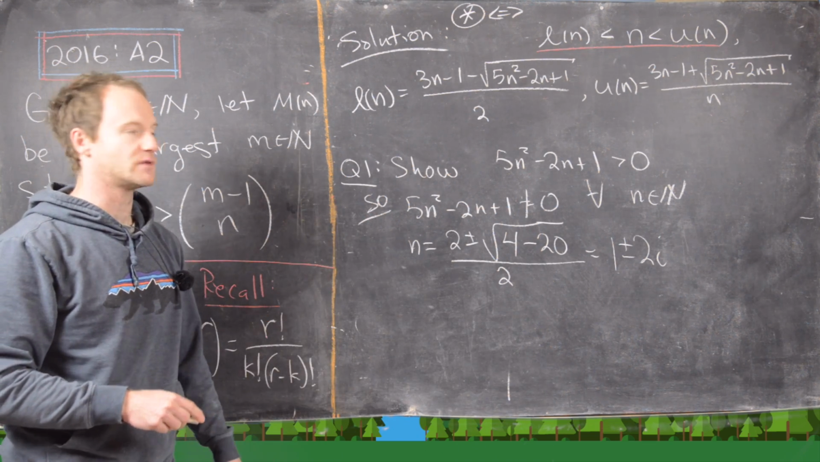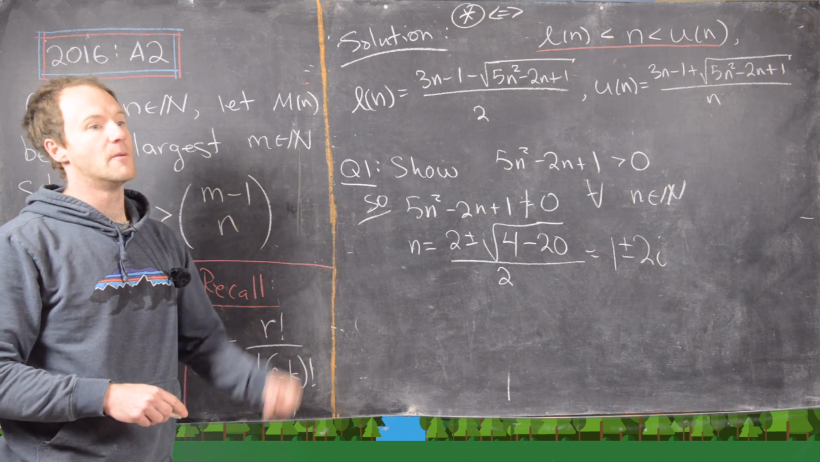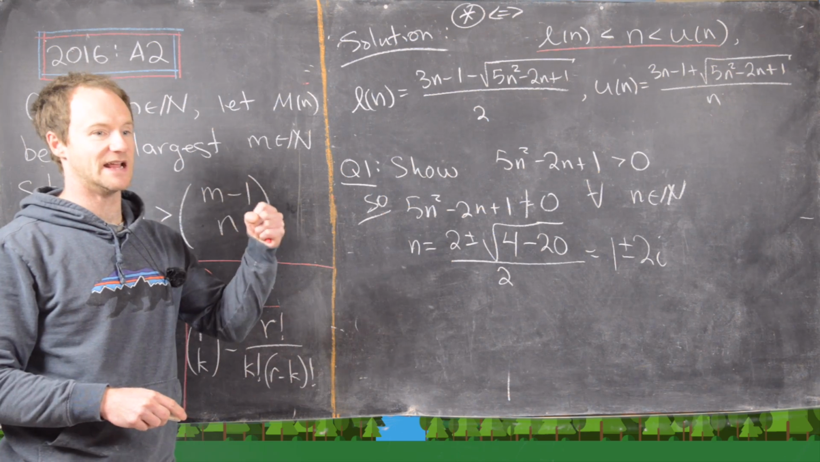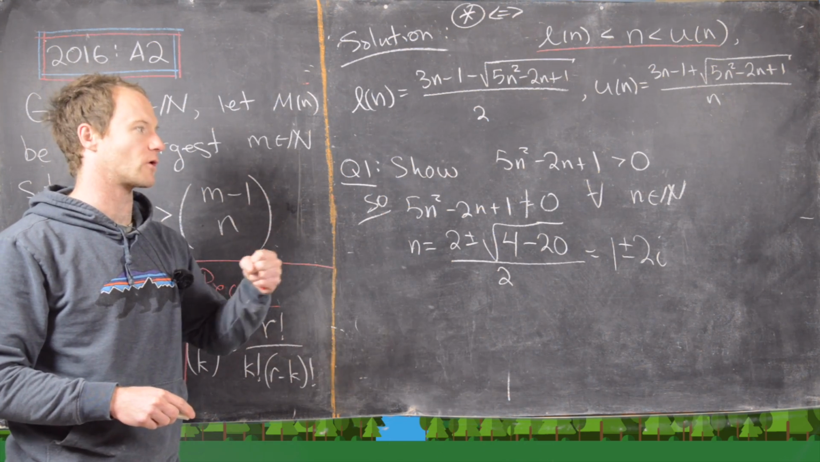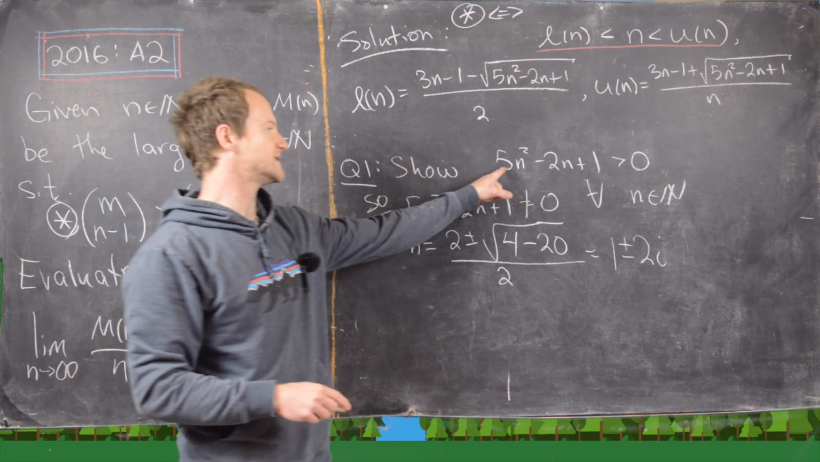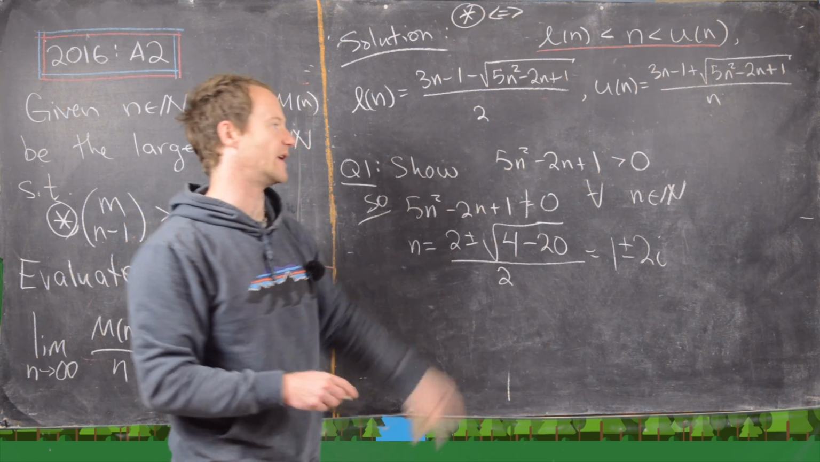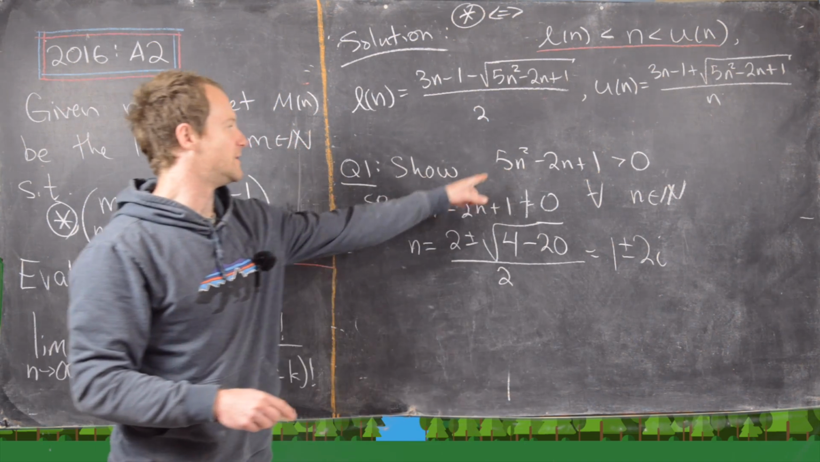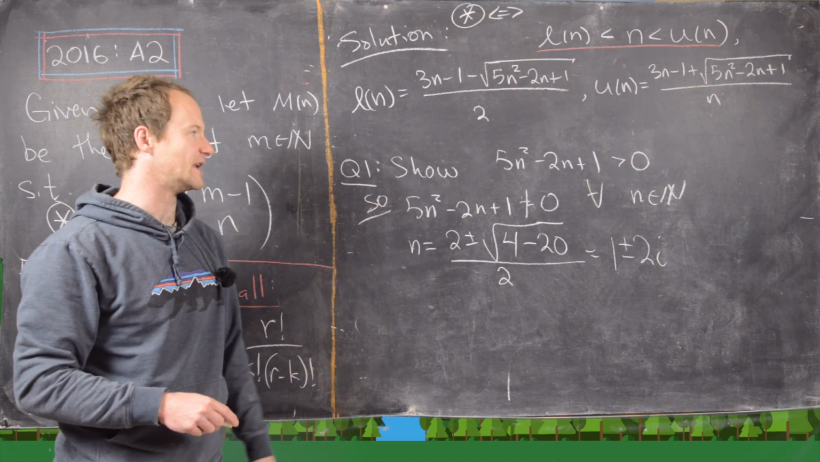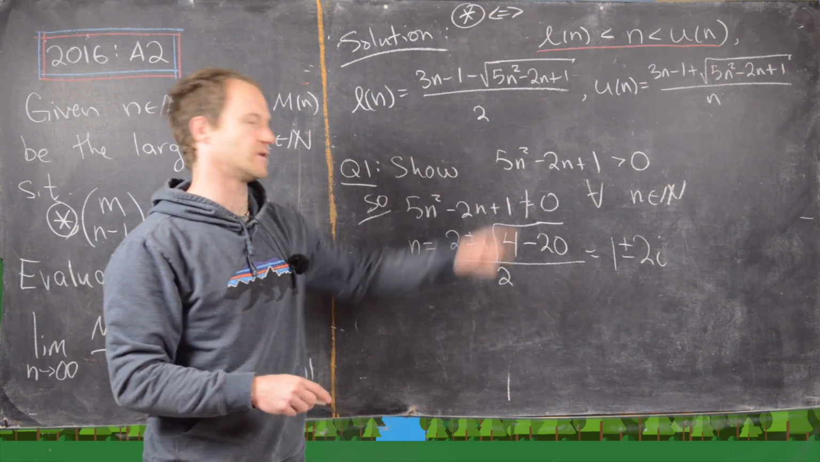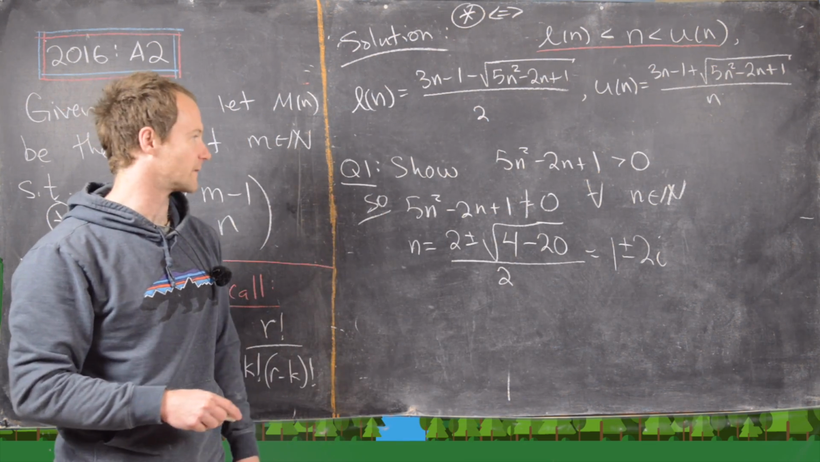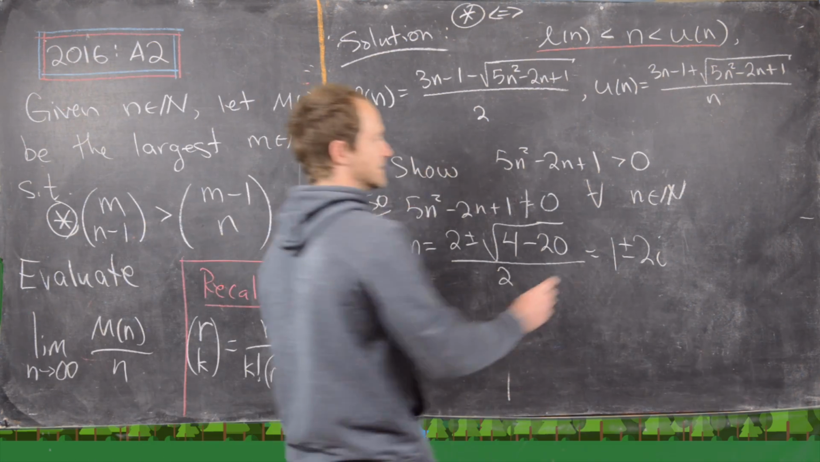So this is not equal to 0 for all n in the natural numbers, but what that tells us is that it is either always positive or always negative. But we can see that the choice is that it will be always positive, because if we plug in, for example, n equals 1, we'll see that we get a positive number here. So this thing is always positive.